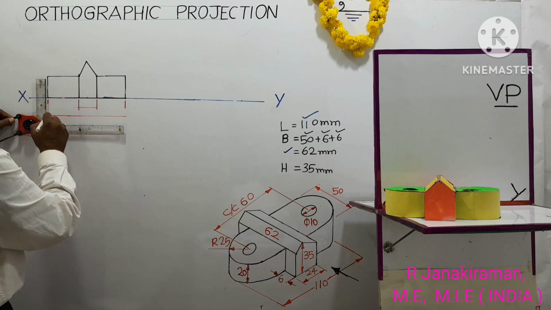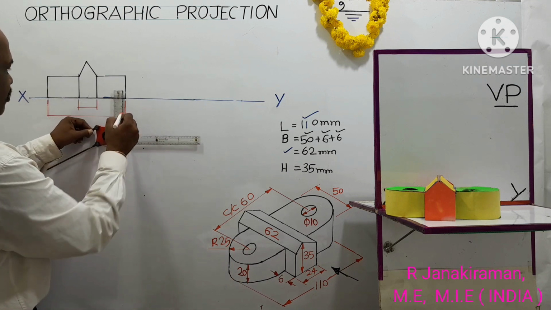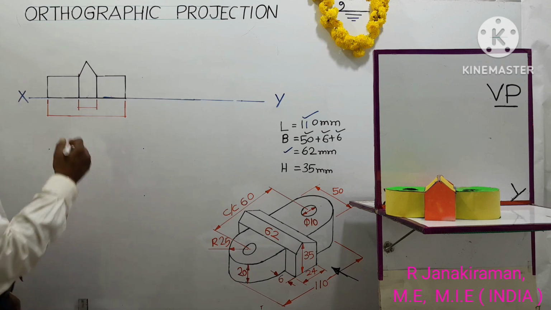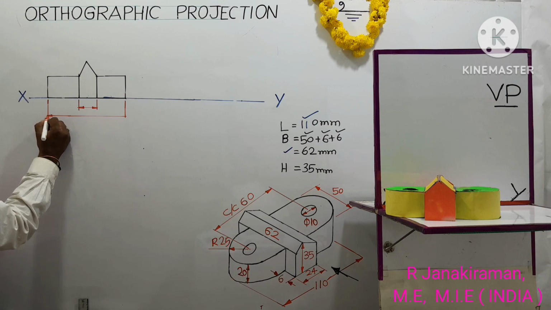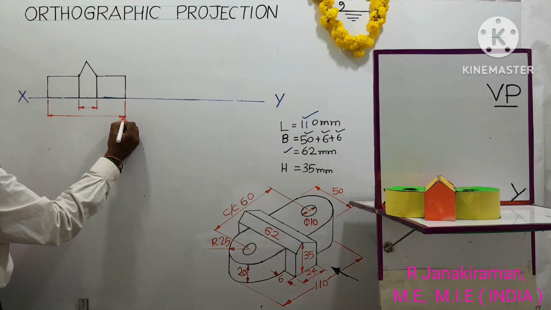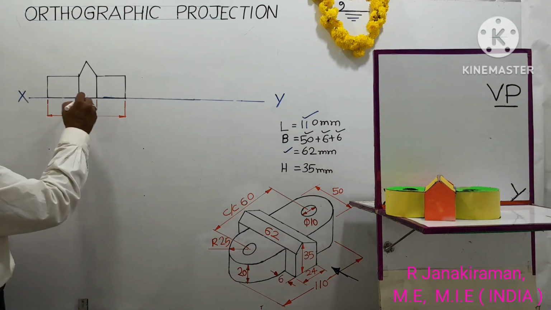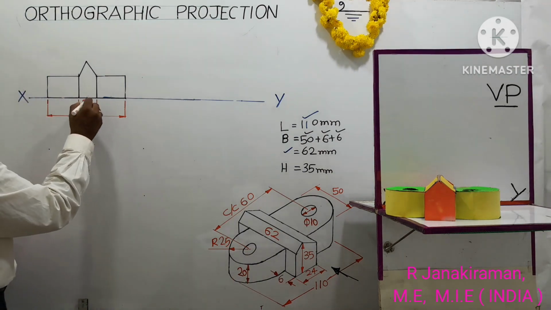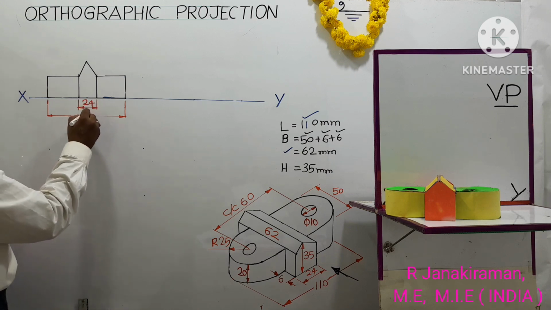So if you use a drafter scale, you will get a correct diagram. That is, it won't go across, it will be erect. And you can save time also when you use a mini drafter for drawing orthographic projections. So write the number at the center of the line, above the line: 24, and this is 110 mm.